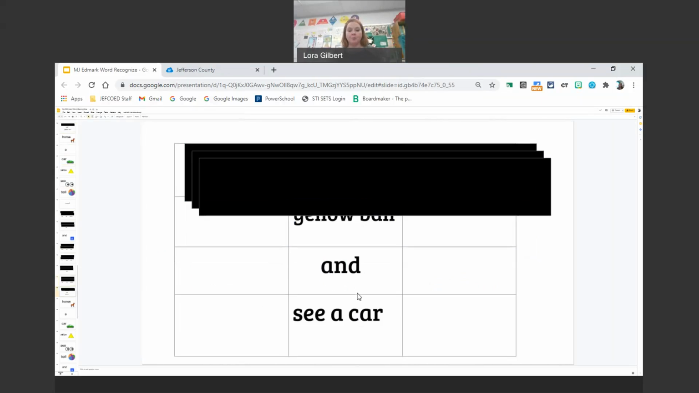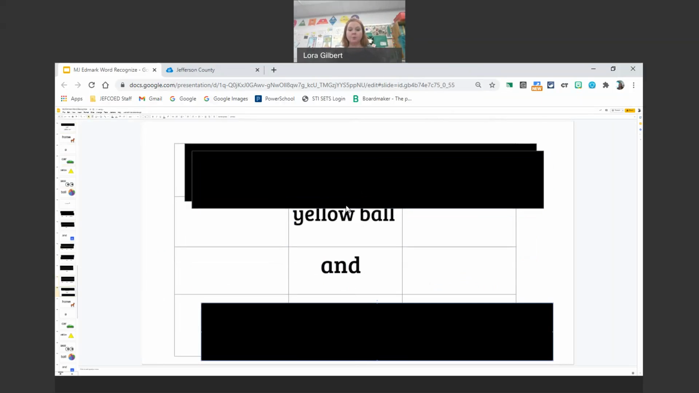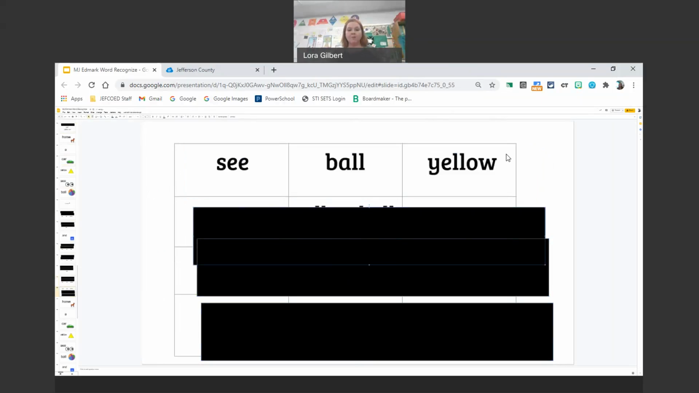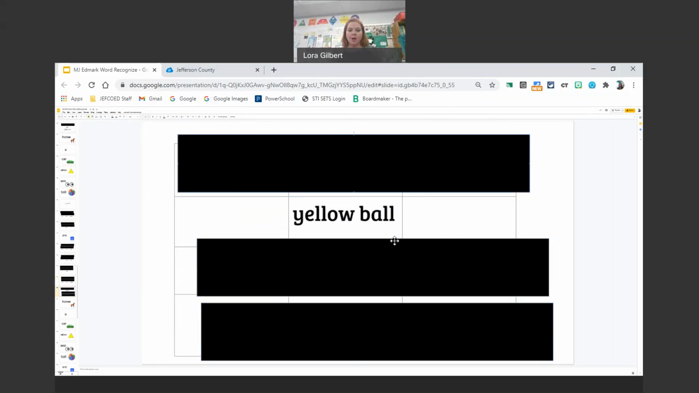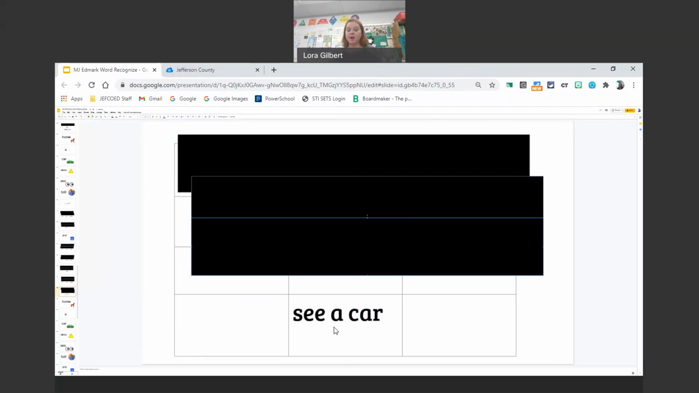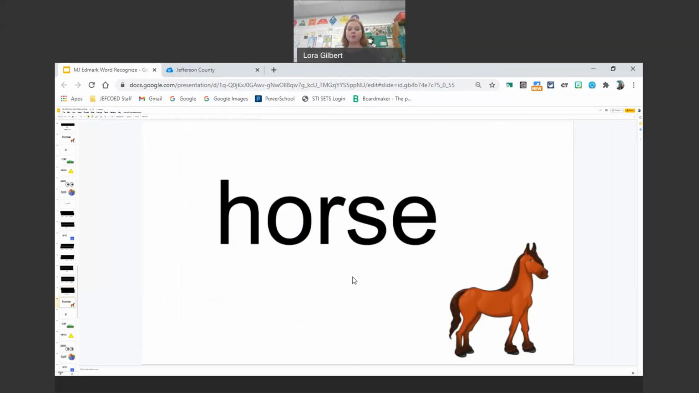So there. And then on this right here, this one has four slides. So you have here, see ball in yellow, and I didn't put the number there, but it's going to touch ball. I'll fix that one too. Move it up, and you have read, yellow ball. Read and. Read, see a car. And then you'd go to the sight words.